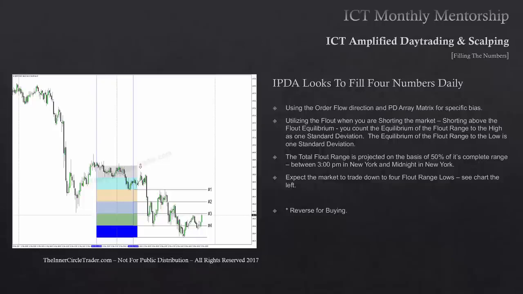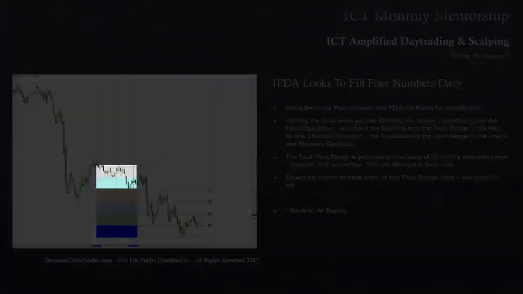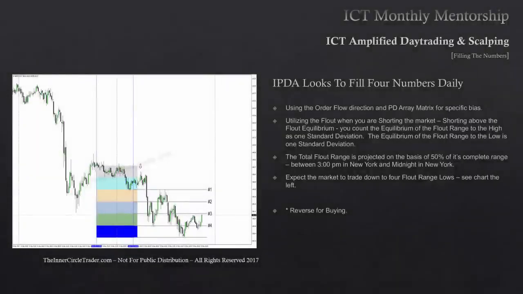Price needs to be selling short. If you're going to be bearish, you have to sell short above the equilibrium of the flout total range, or in the uppermost portion of that flout range, or the gray box here, as it indicated with an arrow. Price trades down to level 1, which is the new flout range low, or basically the lower half of the total flout range.